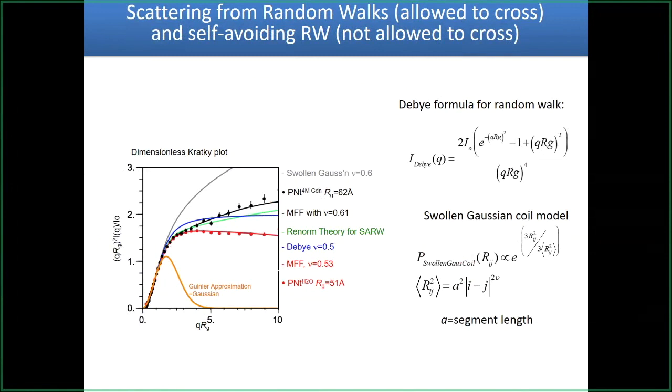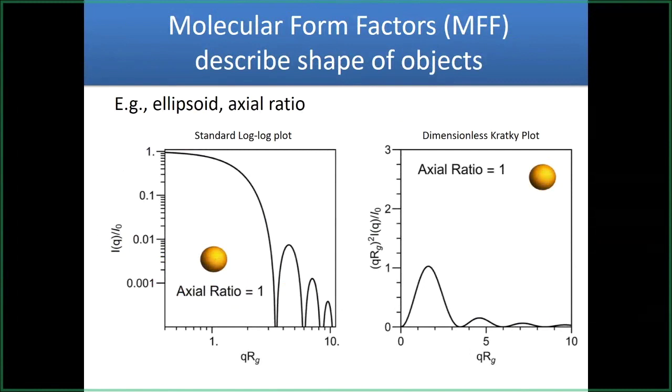So one of the things, this is where we were 3 or 4 years ago: none of the models were fitting our data. So we had to come up with a way of fitting the data. And the way we did that was we calculated a molecular form factor for polymers.